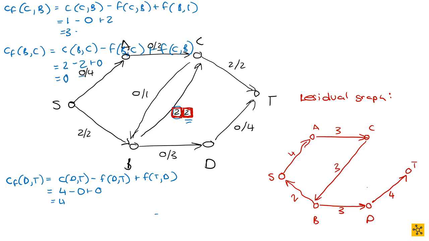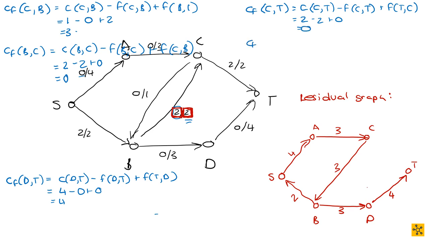Okay, and then we're just going to work out the residual capacity of C to T. And notice I have actually not worked out the opposite direction. I am aware that it should be equal to 0, but just in case you are going to do it, I just want to first work out C to T. So you have your capacity of C to T minus your flow of C to T plus your flow of T to C. That's going to be 2 minus your 2 plus your flow in the opposite direction, 0. Which is going to give you a capacity of 0 there.